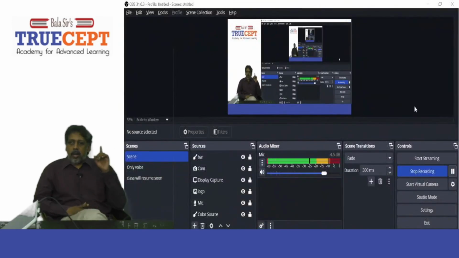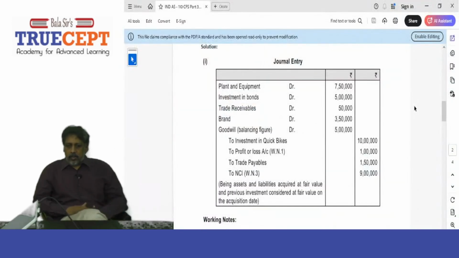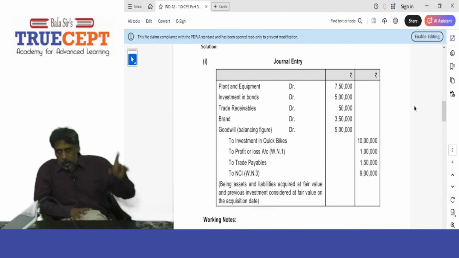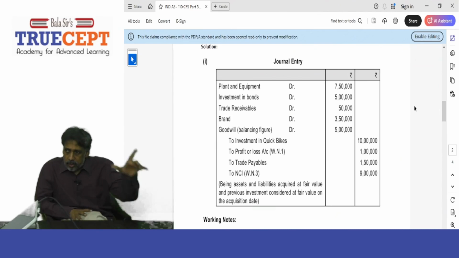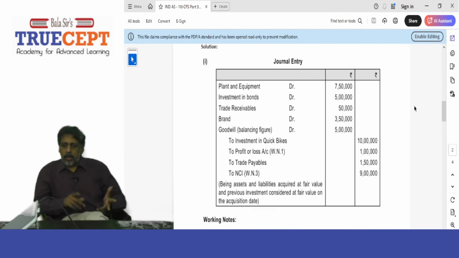Now refer to the journal entry that we passed. You want to debit property, plant and equipment, then debit investment in bonds, then debit trade receivables, and debit brand, also debit goodwill. Now we credit the liabilities assumed, trade payables, 1,50,000. We are used to crediting cash, or share capital, or contingent consideration.